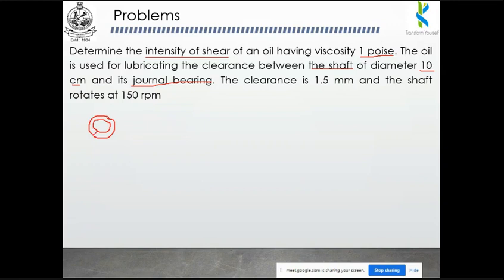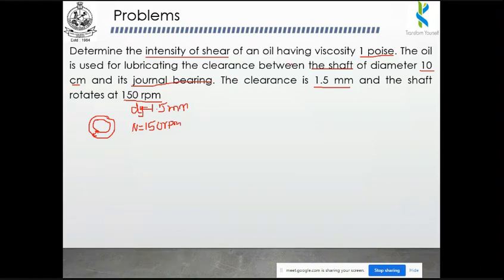This particular clearance value is equal to dy because in between these 2 circles we are supplying this lubrication oil. So the clearance is 1.5 mm, that means dy is equal to 1.5 mm. So dy is available in this problem, and the shaft rotates at 150 rpm. This is not a velocity. Here we have the speed, which is 150 rpm.